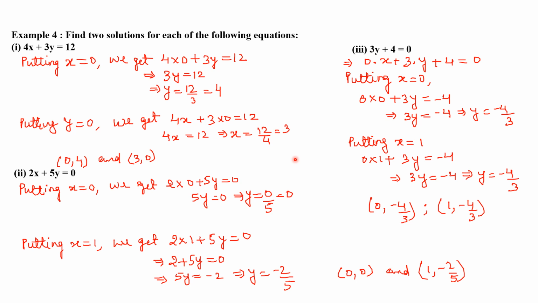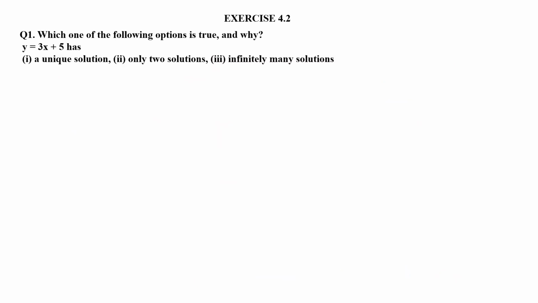Now I am going to start with exercise 4.2 of the NCERT textbook. Exercise 4.2 question number 1. Which one of the following options is true and why? y equal to 3x plus 5 has a unique solution, only two solutions, or infinitely many solutions.